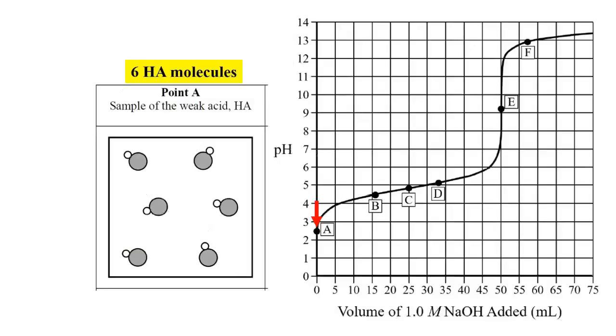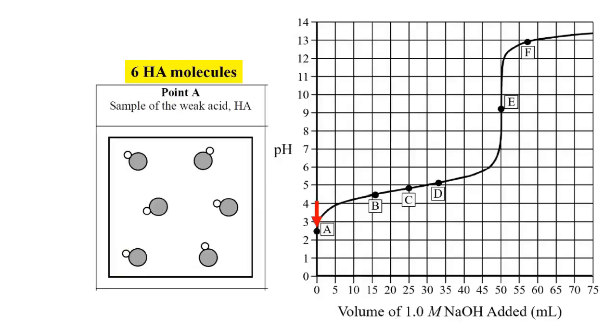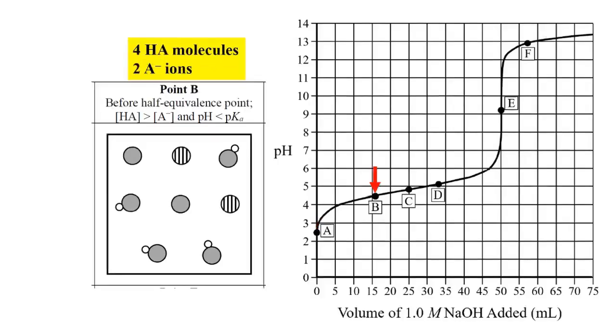Before I analyze the details of that particle diagram in question 8, these are slides from my video for topics 8.4 and 8.5. So what I'm doing is moving along a titration curve and changing the particle diagram as I go. Here at the very beginning of a weak acid strong base titration, I'm showing 6 molecules of the weak acid HA. Now I've moved a little further along the titration curve. I have 4 molecules of HA, and now I have 2 of the A- ions.